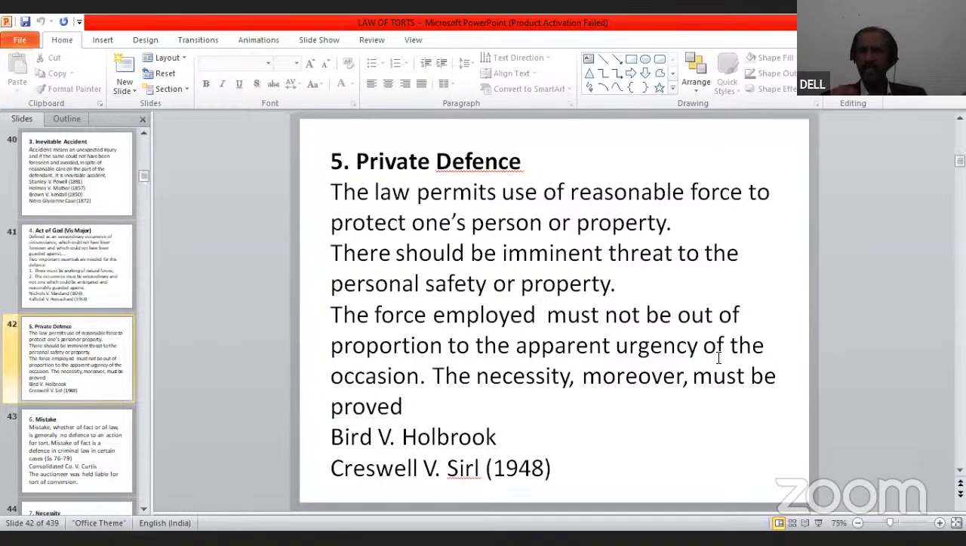It was a right given to the plaintiff to take private defense. He can take defense. The law permits the use of reasonable force to protect one's person or property, the body of an individual. So you are actually allowed to take a reasonable defense, a private defense, a self defense.